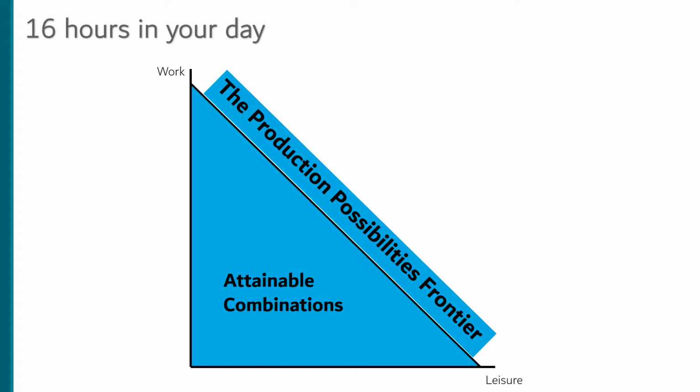What you can't do is work for 10 hours and still have 10 hours for leisure, at least given the constraint of only having 16 hours available. That would be unobtainable. And if we plotted it on the graph, it would be beyond our frontier.